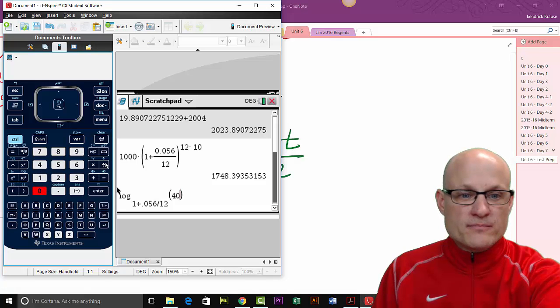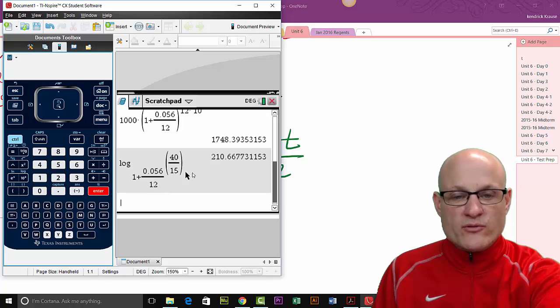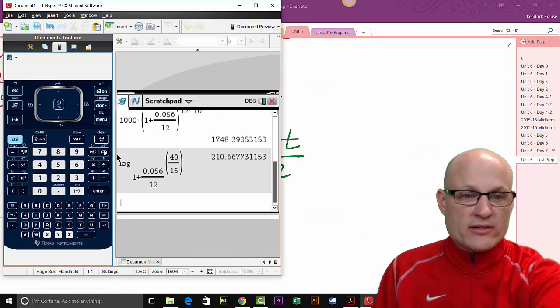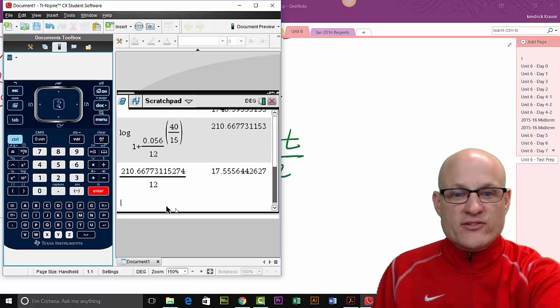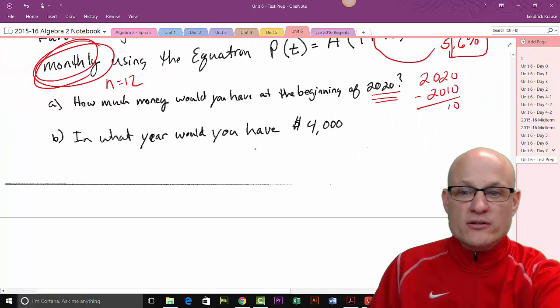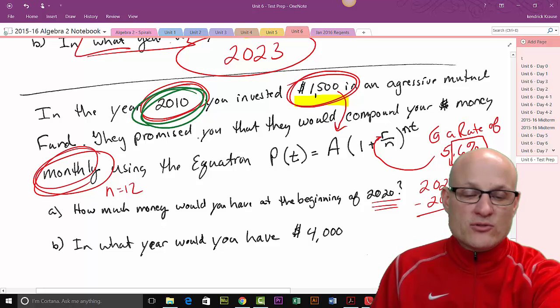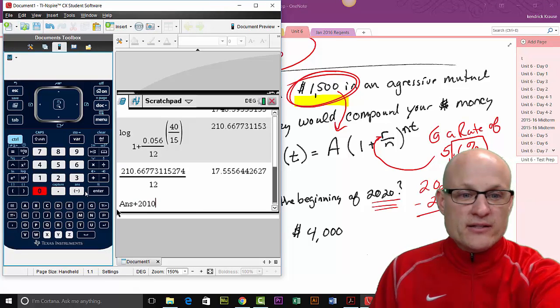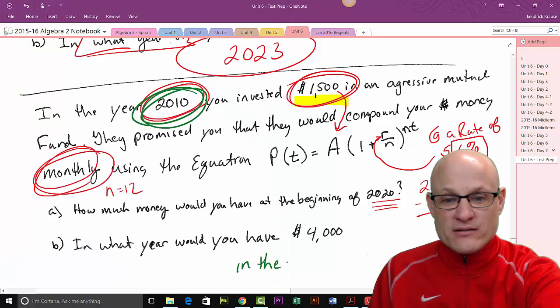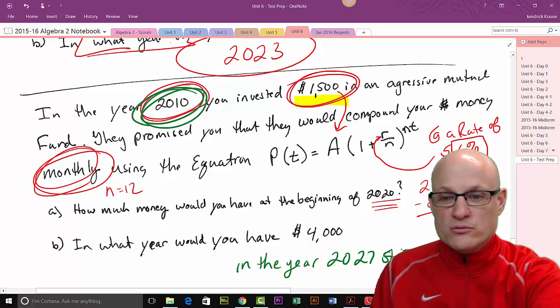Now remember, I want to take a look at this. 1 plus this, 40 over 15. So 210.66 is out. Now I can't round yet because I still have to divide by 12. So don't round yet. Divide by 12. And you get 17.556 years. So t is equal to 17.556 years. And again, what year did we start? We started in 2010. So I'm going to add 2010, and the year would be 2027 and about halfway through. So in the year 2027, you would have $4,000.